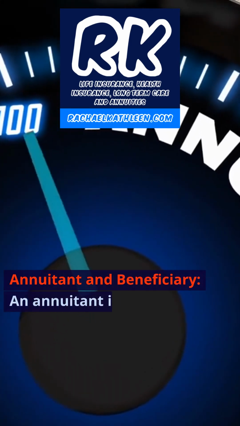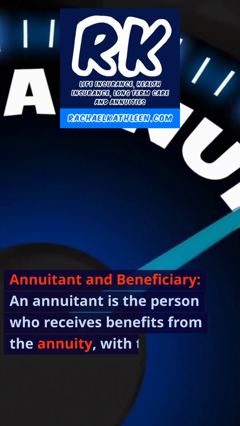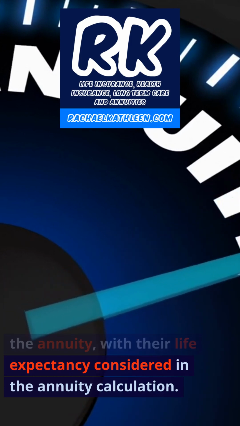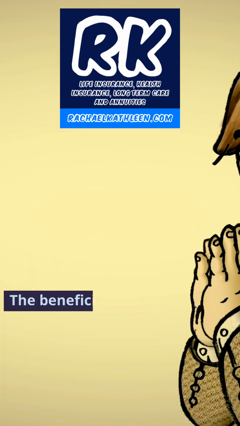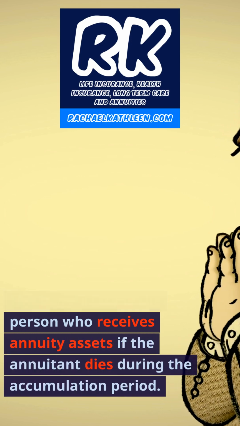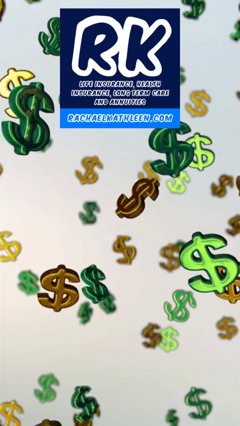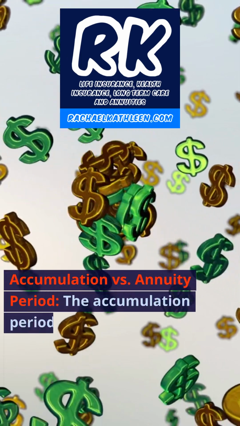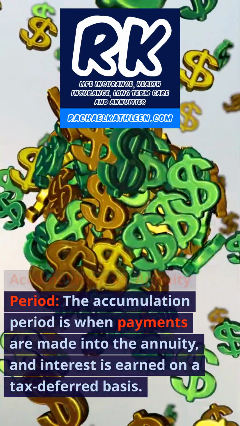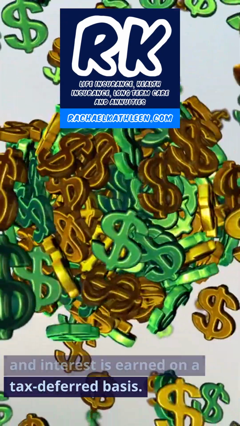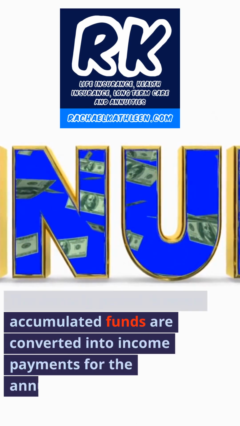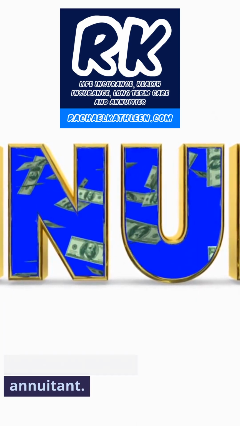Annuitant and Beneficiary. An annuitant is the person who receives benefits from the annuity, with their life expectancy considered in the annuity calculation. The beneficiary is the person who receives annuity assets if the annuitant dies during the accumulation period. Accumulation versus annuity period. The accumulation period is when payments are made into the annuity, and interest is earned on a tax-deferred basis. The annuity period is when accumulated funds are converted into income payments for the annuitant.